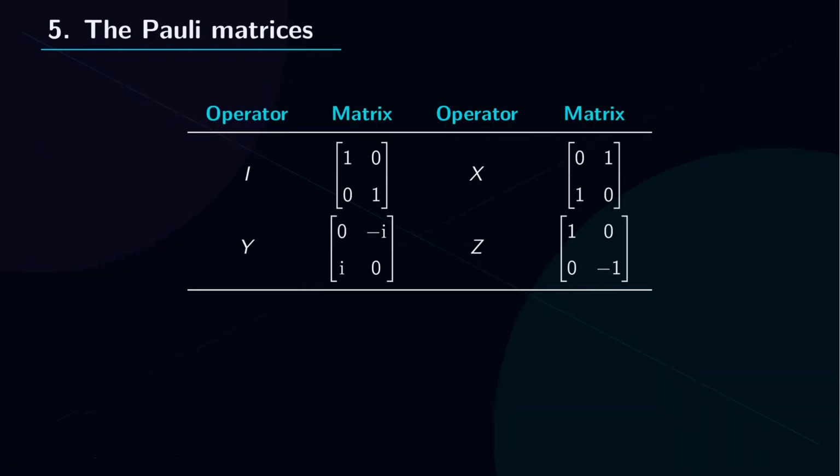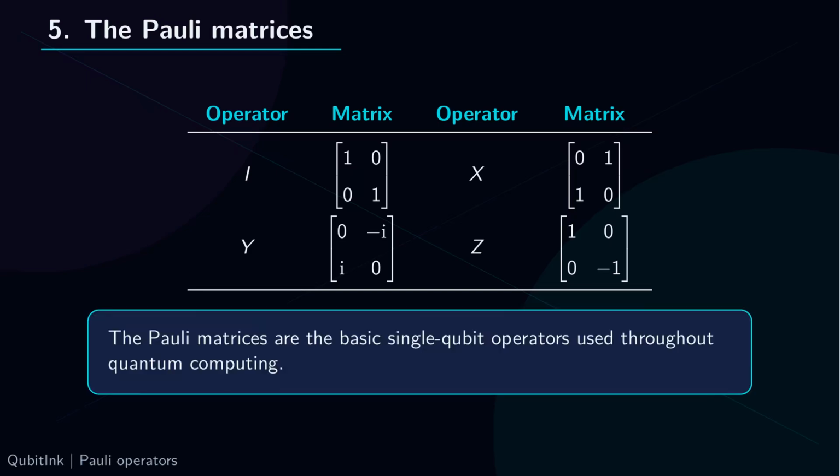The identity together with X, Y, and Z gives the standard Pauli family. These matrices are fundamental single qubit operators and appear throughout quantum computing. It is worth becoming familiar with both their matrix forms and their actions, because the Pauli operators reappear in gates, observables, rotations, and error models.